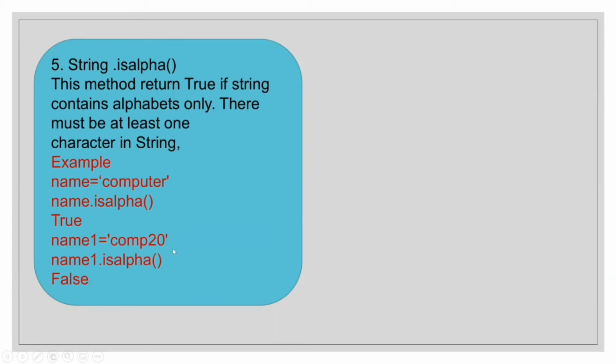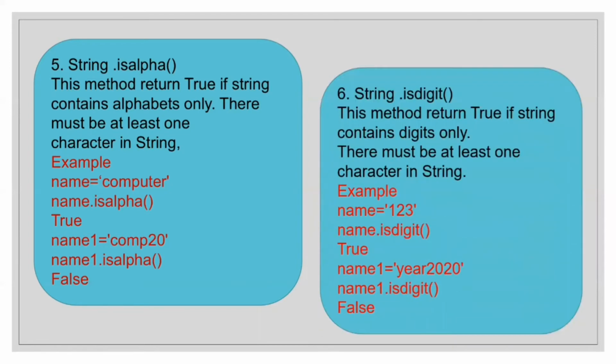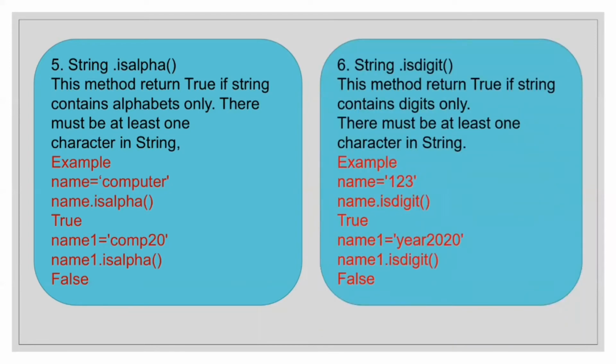Then name1 is equal to comp20. Now there is a number also, so it's going to give us false because it is checking for only alphabets. It is going to give us true if the string contains only alphabets. If there's any number or space or anything in between, it's going to give us false, because it is checking for alphabets only. Then we have string.isdigit().